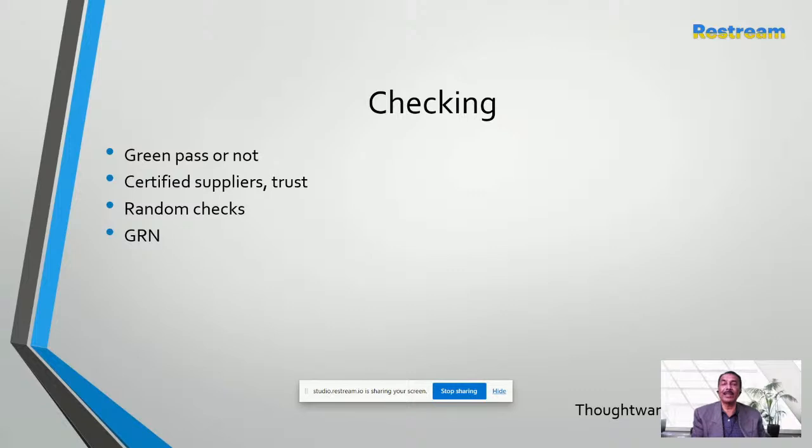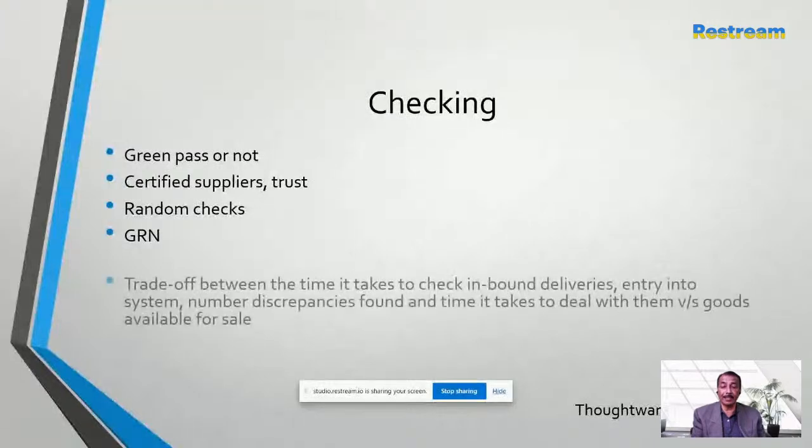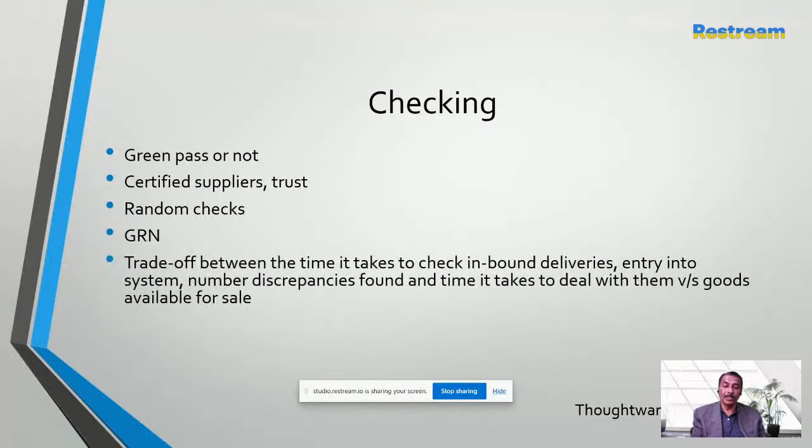Once that is done, we are going to record the receipt by using a goods receipt note. This is one of the primary functions, and most organizations have some kind of ERP where this entry is recorded. So there is always a trade-off between the time it takes to check inbound deliveries, entry into the system, the number of discrepancies found, and the time it takes to deal with them, versus goods available for sale.